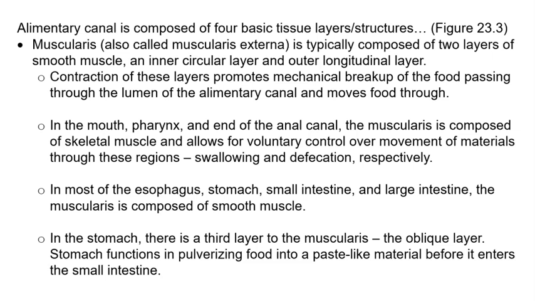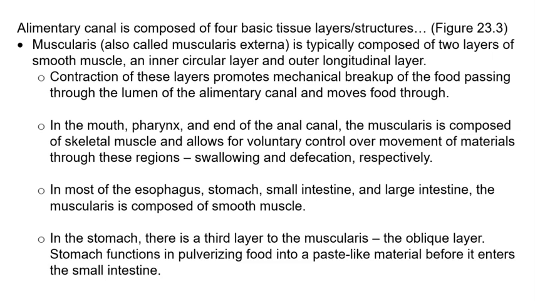Within the mouth, the pharynx, and the anal canal, the muscularis is composed of skeletal muscle, and it allows for voluntary control over movement of materials through these regions, and promotes acts such as swallowing within the mouth and the pharynx, and the act of defecation through the anal canal. In most of the esophagus, the stomach, the small intestine, and the large intestine, the muscularis is composed of smooth muscle. Within the stomach, there's a third layer to the muscularis, which is called the oblique layer.